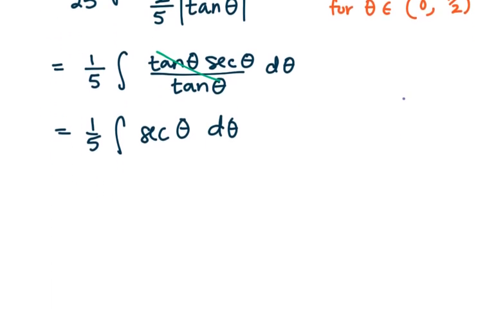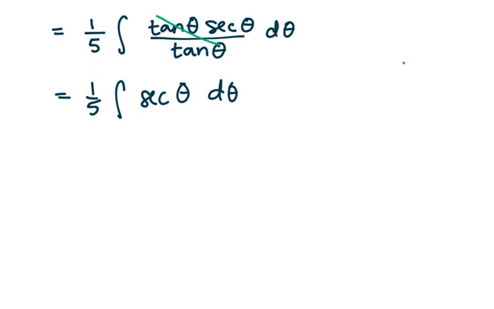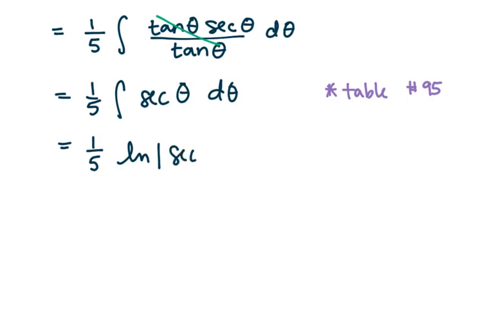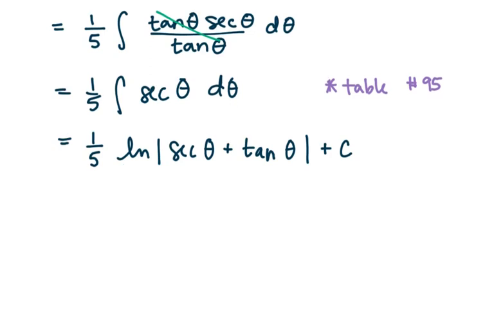At this point, this is a fairly easy integration, and if we go to our table, number 95 from our table of integrals, we will see that the integral of this becomes the natural log of the absolute value of secant theta plus tangent theta plus c. So knowing this came from the table, that's where we got natural log of secant plus tangent. Our last step is to convert everything back into x's.